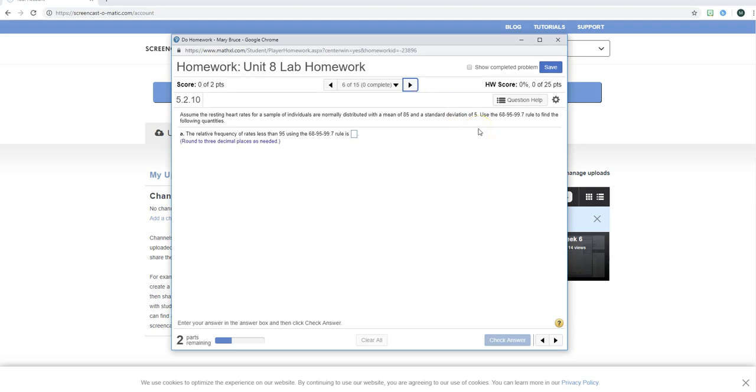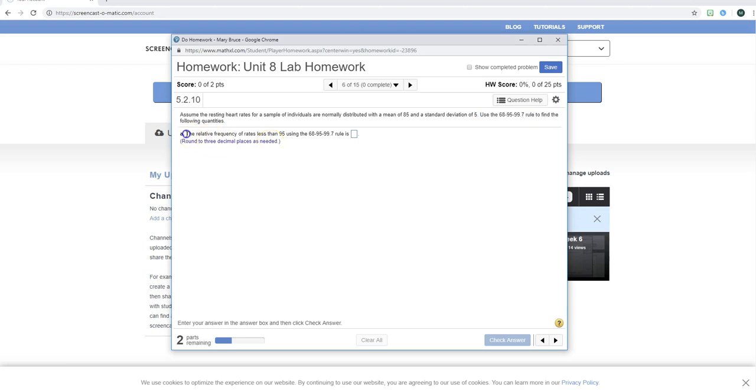Okay, so when you get to a question such as this one, number 6 out of the 15 questions, it says to assume the resting heart rates are normally distributed with a mean of 85 and a standard deviation of 5. And as you know from other videos in this seminar, when we're dealing with normal distributions, the two parameters that you need in order to be able to calculate probabilities are the mean and the standard deviation. So they're giving us the mean of 85, standard deviation of 5. But here's what's really important to notice. Use the empirical rule to find the quantities.